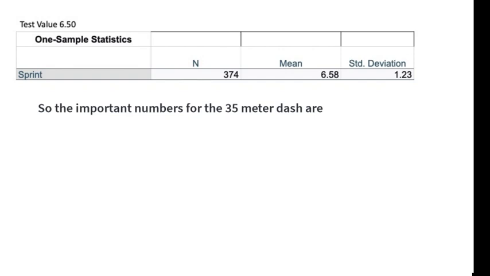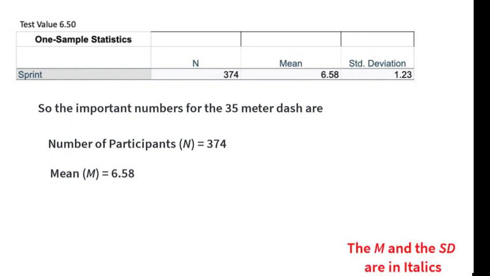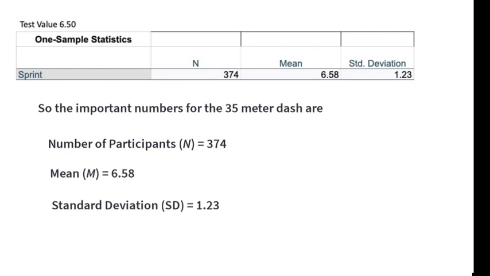So to sum up the first part of this box, the important numbers for the 35-meter dash are the N, the number of participants, 374. The mean, with a capital M in italics, is 6.58, and the standard deviation, which is capital SD in italics, is 1.23.